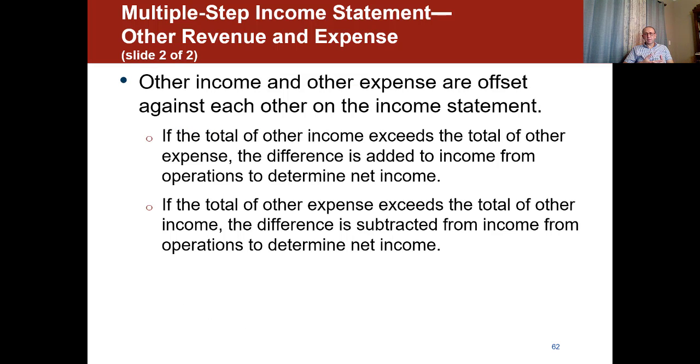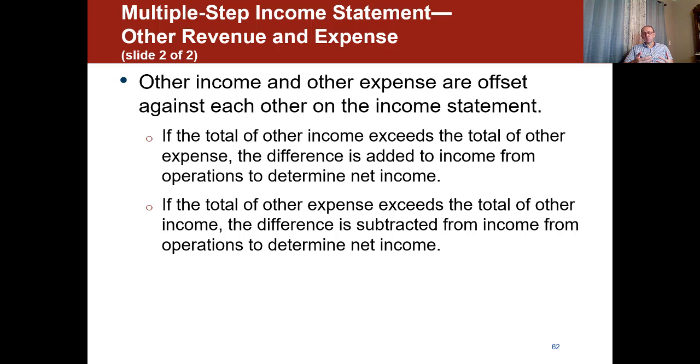Other income and other expenses are offset against each other on the income statement. If the total of the income exceeds the total of the other expenses, the difference is added to the income from operations to determine the net income. If the total of other expenses exceeds the total of the other income, then the difference is subtracted from income from operations to determine the net income. So in other words, if the other revenues are more than the other expenses, then we have a positive number that we add to income from operations.